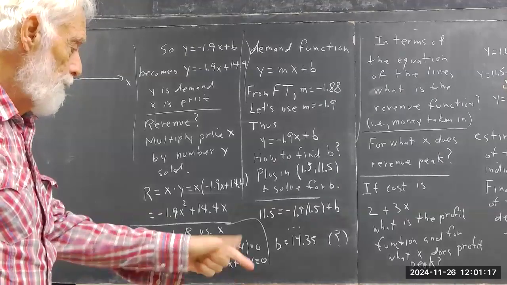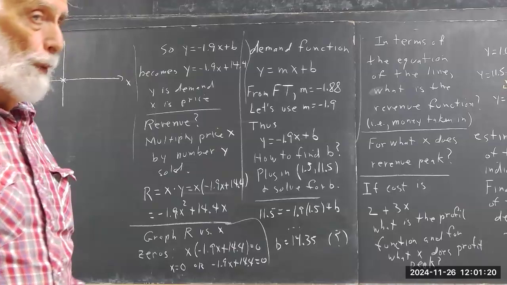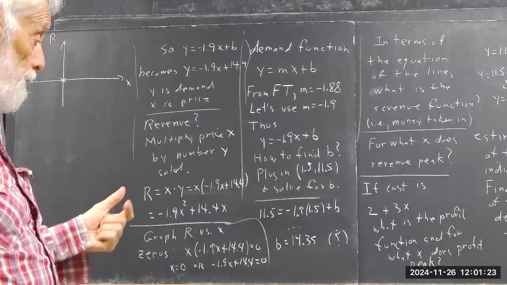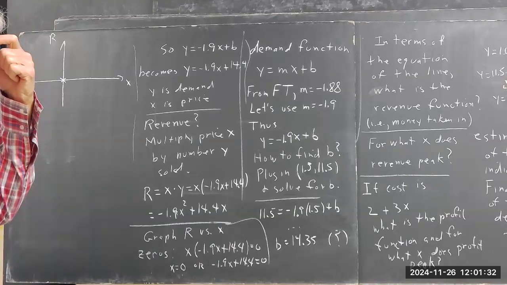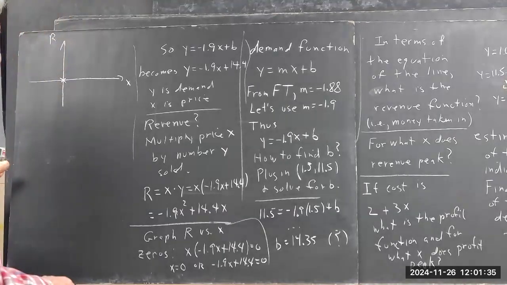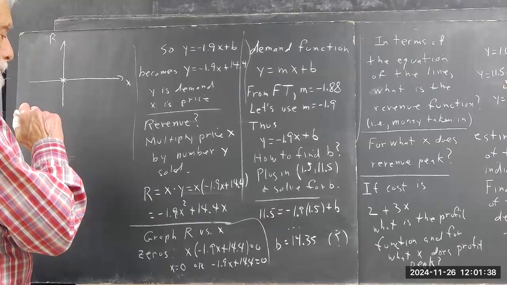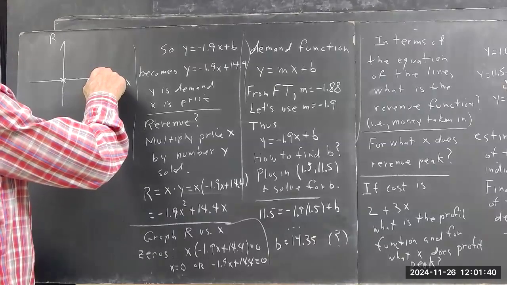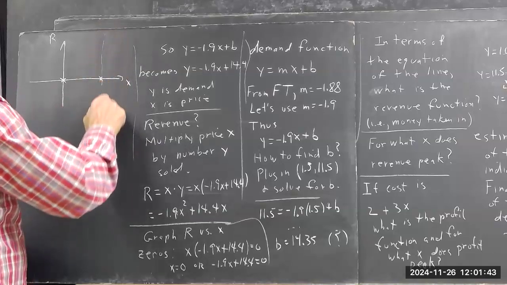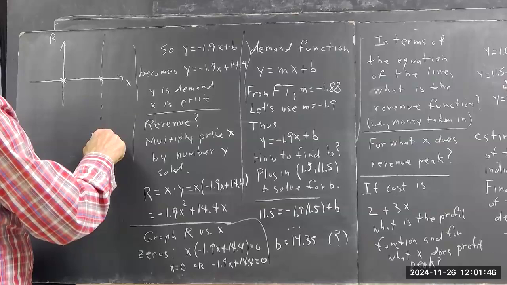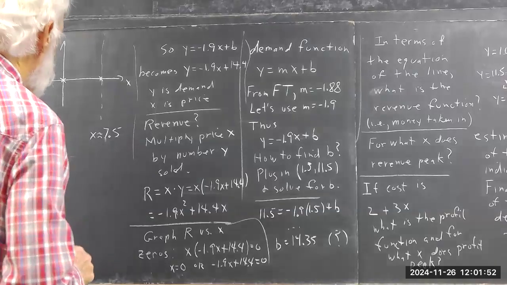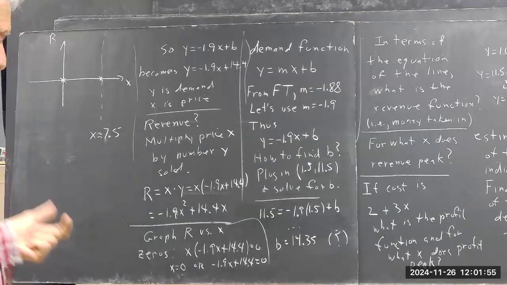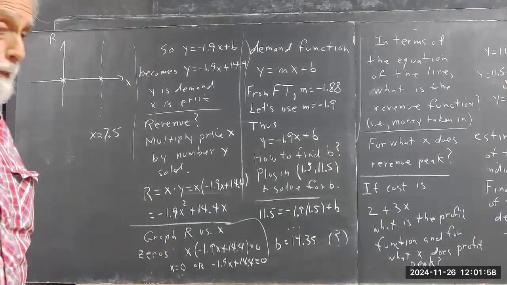The other zero, well, we're going to divide 14.4 by 1.9. Divide 14.4 by 2, you get 7.2, and 5% more than that gives us like 7.5. Okay, so we're going to have a 0 here, at about 7.5. All right, now we want to find the maximum value.